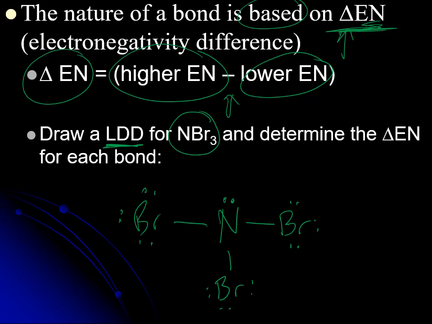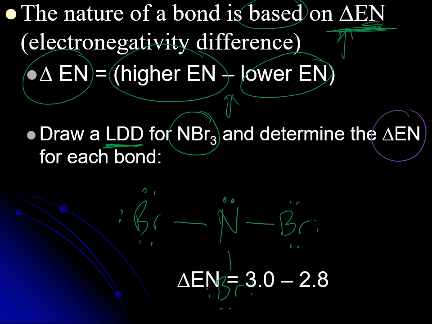Now, we've done that before. What we want to do this time is we want to calculate the delta EN for this compound. So we look at the electronegativity of nitrogen and the electronegativity of bromine, and realize that depending on which periodic table you're looking at, they may vary slightly. So if you're not getting the exact same ones as mine, that's fine. Use whichever ones you happen to have.